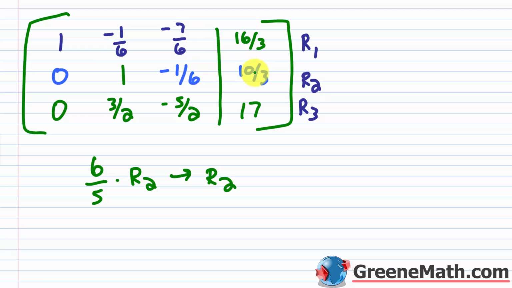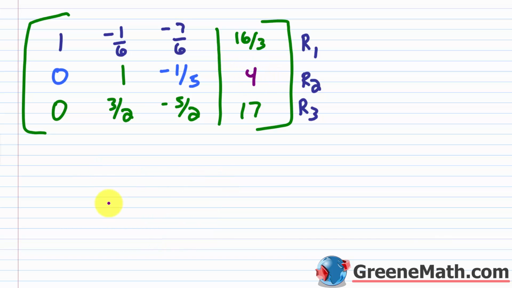I really just need to do the calculations for these two. So I would have 6/5 times negative 1/6. This would cancel with this and give me a negative 1/5. So this would be negative 1/5. Let me erase that. And then lastly, you would have your 6/5 times 10/3. We know that this would cancel with this and give me a 2. And this would cancel with this and give me a 2. 2 times 2 is 4. So this would be 4.